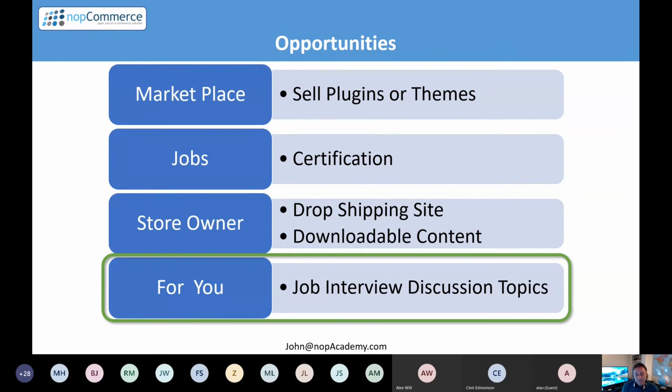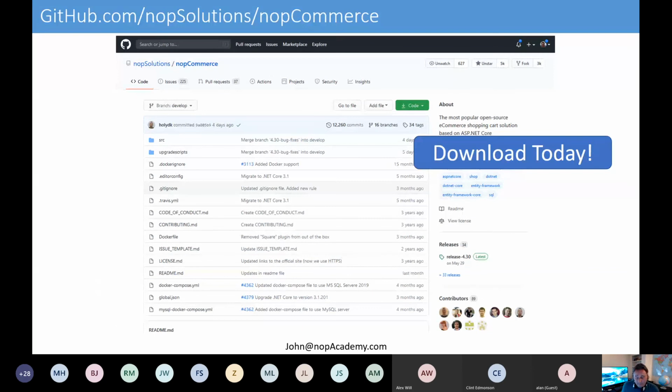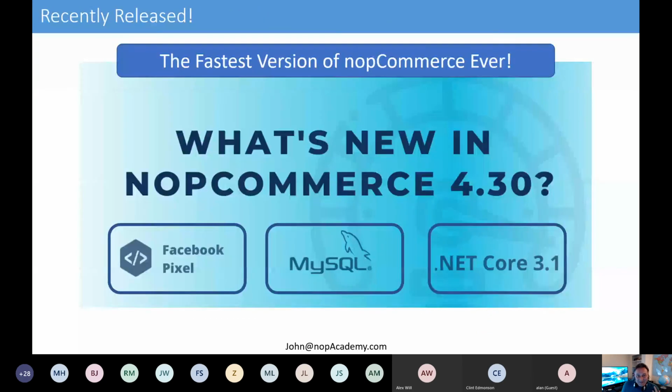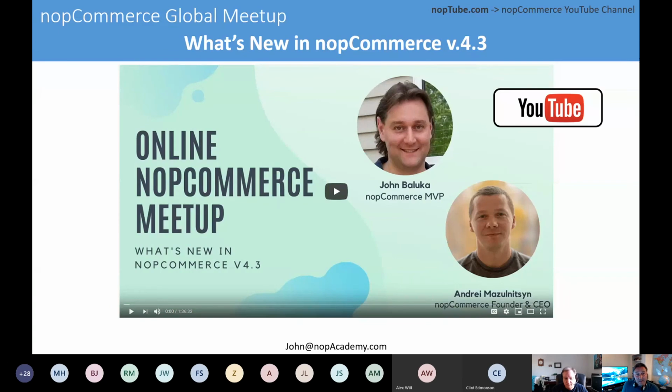So I highly recommend for your career, find a reference architecture. And in the .NET space, I think nopCommerce is probably the best one to check out. Download it today. Highly recommend it. It's a great architecture. Their 4.3 version, released a couple months ago, is their fastest version. They now support MySQL and it compiles on .NET Core 3.1.